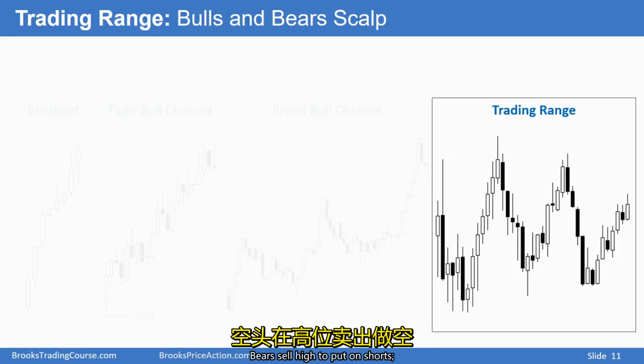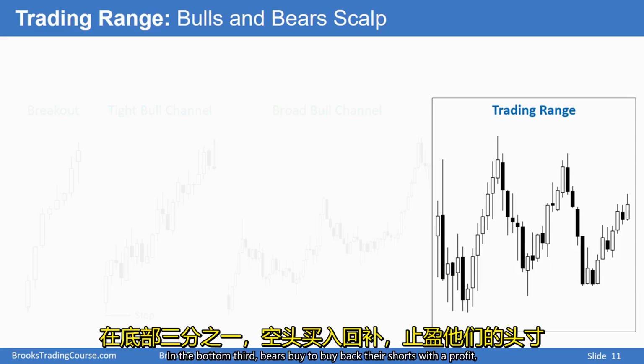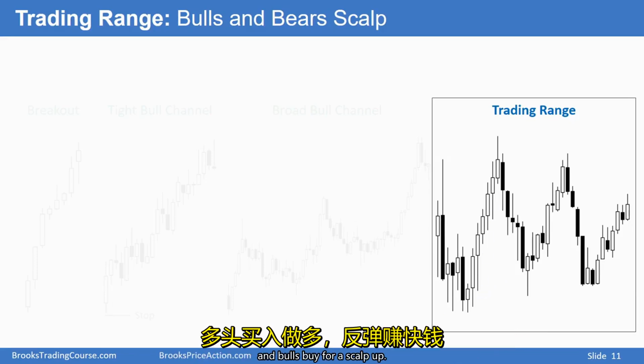Bears sell high to put on shorts. Bulls sell high to take profits on longs from the bottom. In the bottom third, bears buy to buy back their shorts with a profit, and bulls buy for a scalp up.